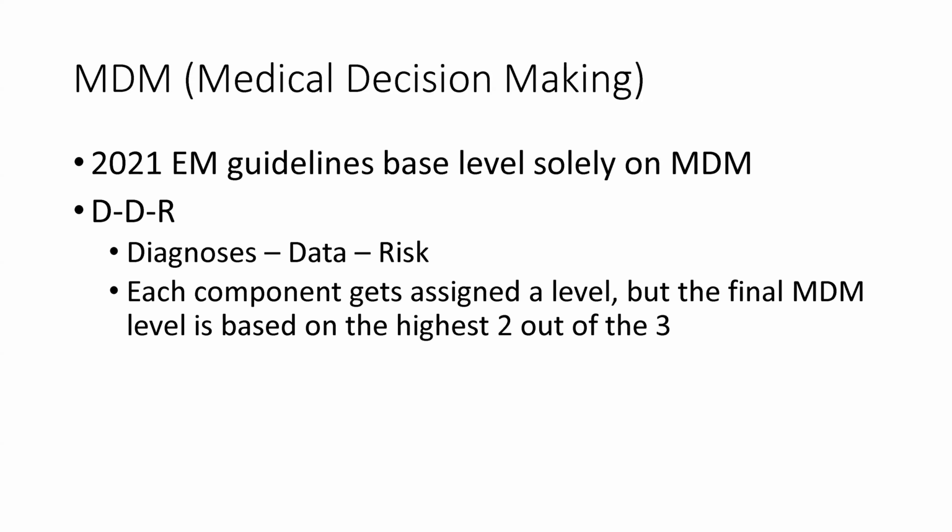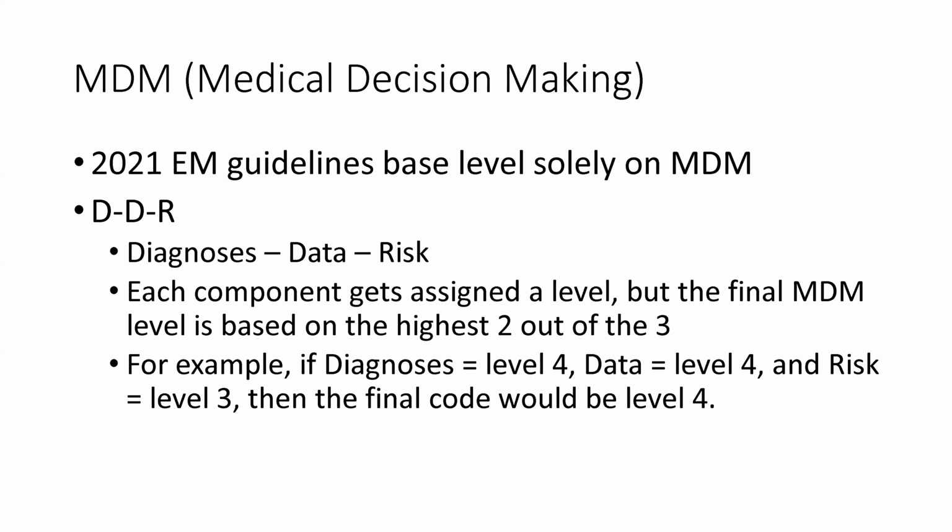It goes in what we call the DDR format: diagnoses, data, and risk. Each component gets assigned a level, and for the final E/M, you take the highest 2 out of the 3. You can have a low level in one of them, but as long as the other 2 are higher, you can go with that for the final code. For example, if diagnosis is 4, data is 4, and risk is only 3, you could still bill that as a level 4.